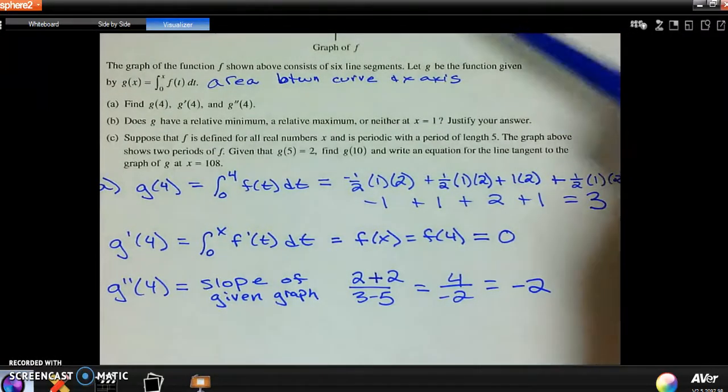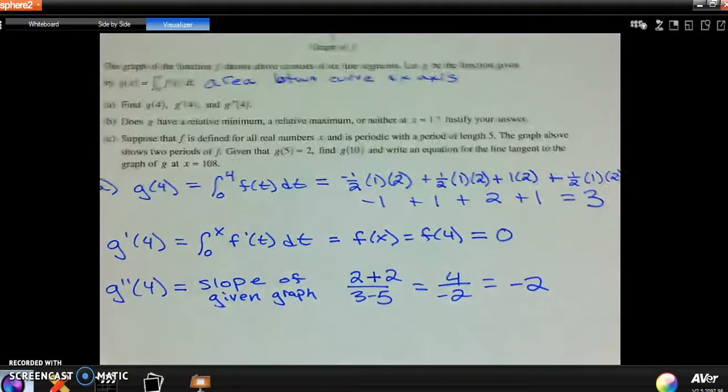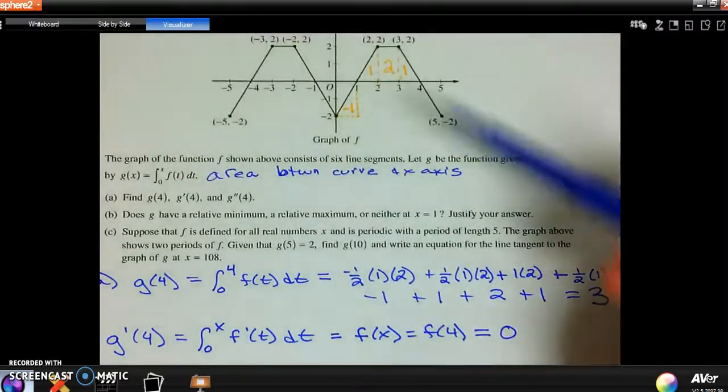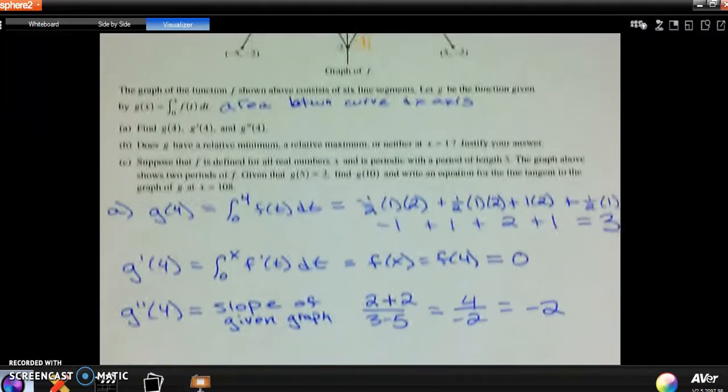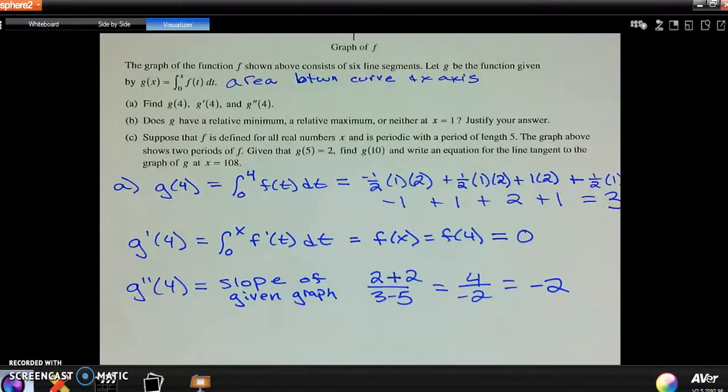Again, you can use the points in either order, but I was trying to find the slope at 4, so I used this point and that point to calculate my slope. And if you got all those right, you would have gotten 3 points for your AP exam. So then we'll go on to part B.